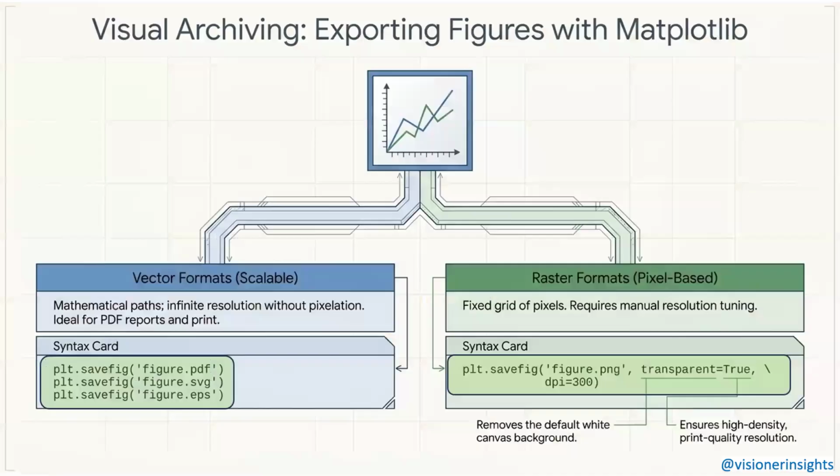As we transition from raw storage over to publication, we obviously need to create visuals. Matplotlib allows us to route our figures into two completely distinct archiving paths. On the left, we can export to vector formats like PDF or SVG. This utilizes mathematical paths to give you infinite print resolution without any pixelation. Or on the right, we can choose raster formats like PNG, where we manually pass arguments like dpi=300 and transparent=True to meticulously tune the fixed grid of pixels for super high density print quality reports.